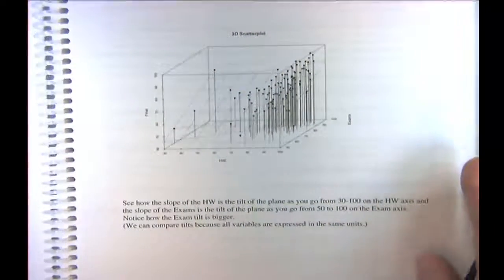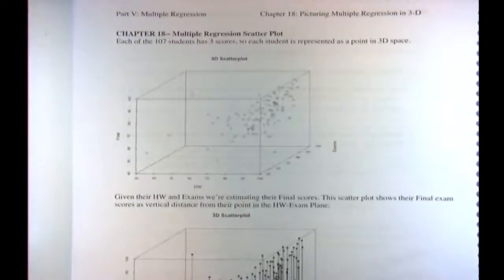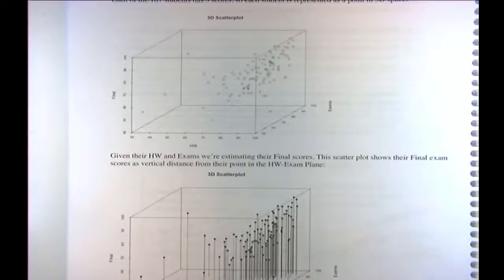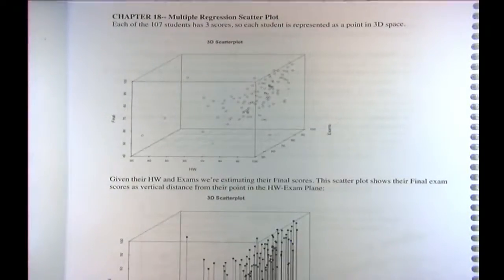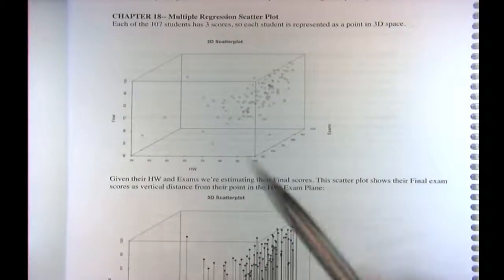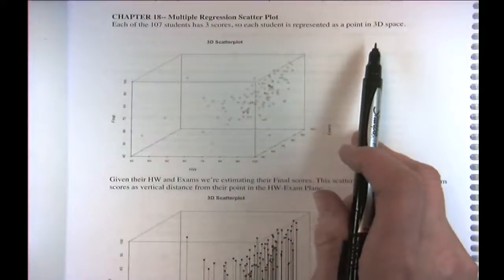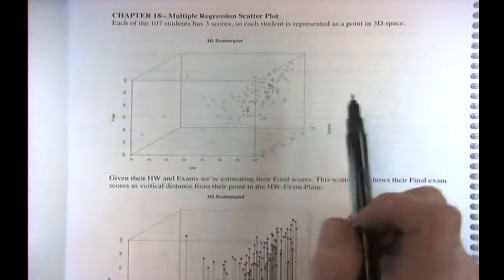So let's visualize this on page 72 and look at the multiple regression scatter plot. Okay, so this is on page 72. Each of the 107 students has 3 scores. So each student is represented by a point in the 3D plane.